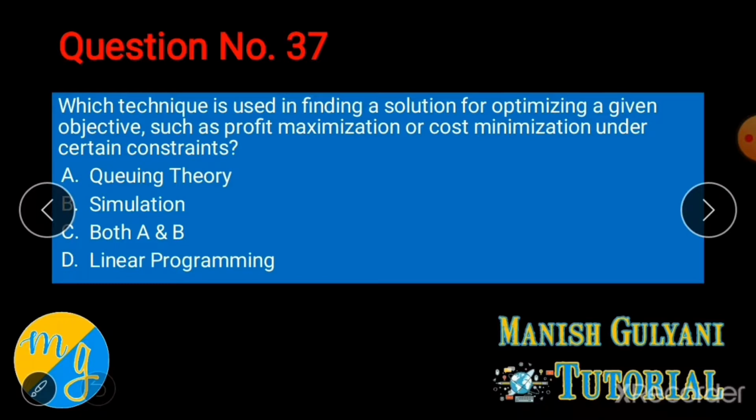In which chapter have you heard the terms constraints, objective function, equation? I bet not in queuing theory or simulation. You have always heard these types of terms in linear programming. So the correct answer is option D.